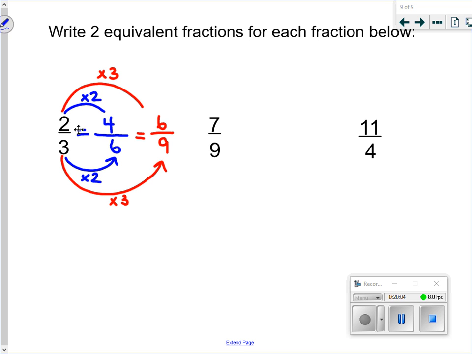7/9. Okay, well, let's keep it simple, keep small numbers, times by 2. If I multiply by 2, 7 times 2 is 14. And on the bottom, I'd have to multiply by 2 as well. 9 times 2 is 18. So 14/18 is equivalent to 7 ninths. What if I do it again?